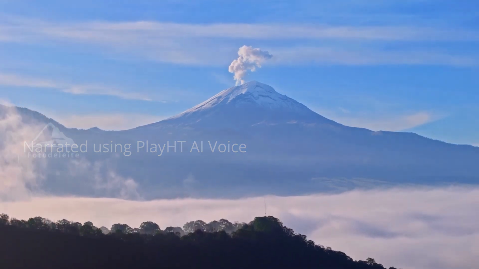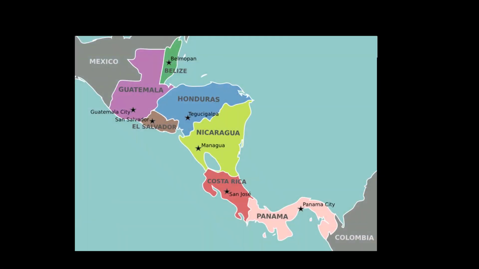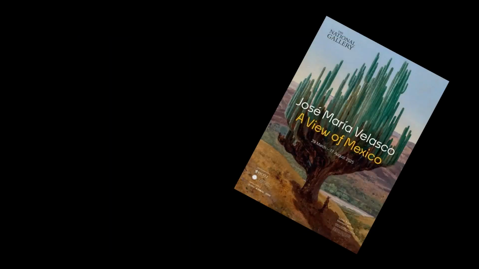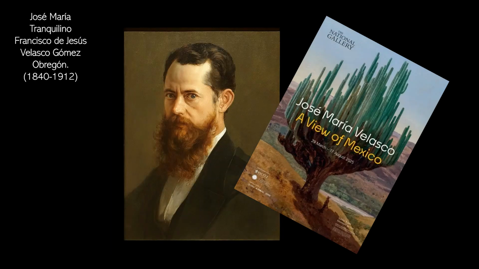This talk has an unusual background. My wife and I have been to South and Central America a number of times, but we have never been to Mexico. So when the National Gallery in London had an exhibition of Mexican paintings, we decided to go and have a look. The paintings were by the late 19th century painter José María Tranquilino Francisco de Jesus Velasco Gómez Obregón, who, thankfully, is better known simply as José María Velasco.